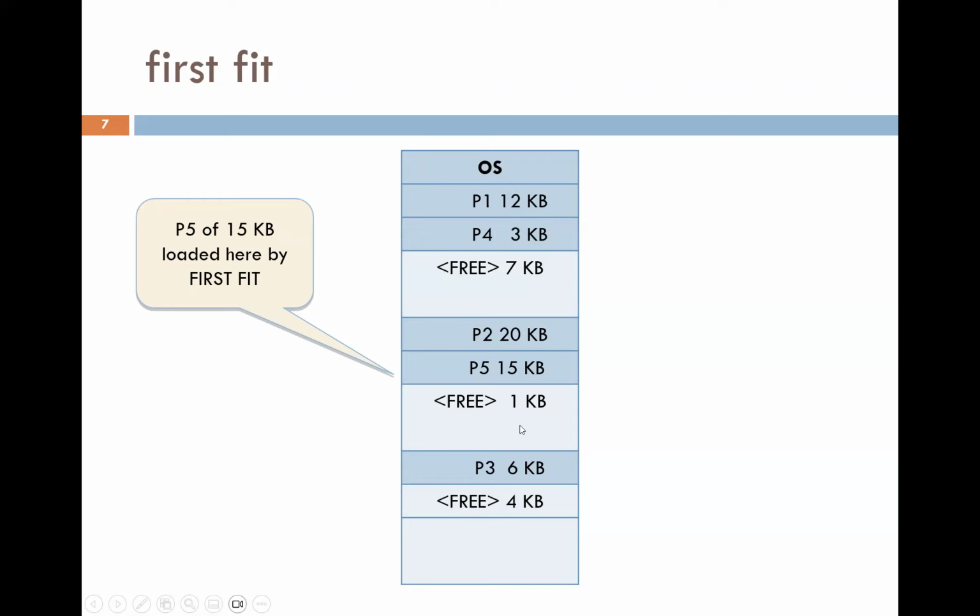So this internal free block of 16 KB gets divided into two partitions: a process of size 15 KB and one free internal fragmentation of 1 KB in that particular partition. So this is how the first fit works. Okay.